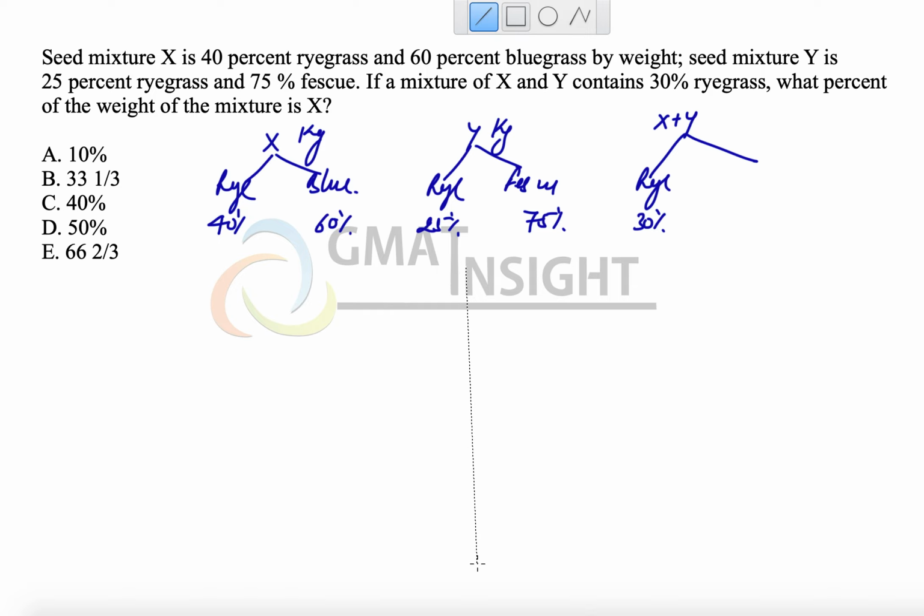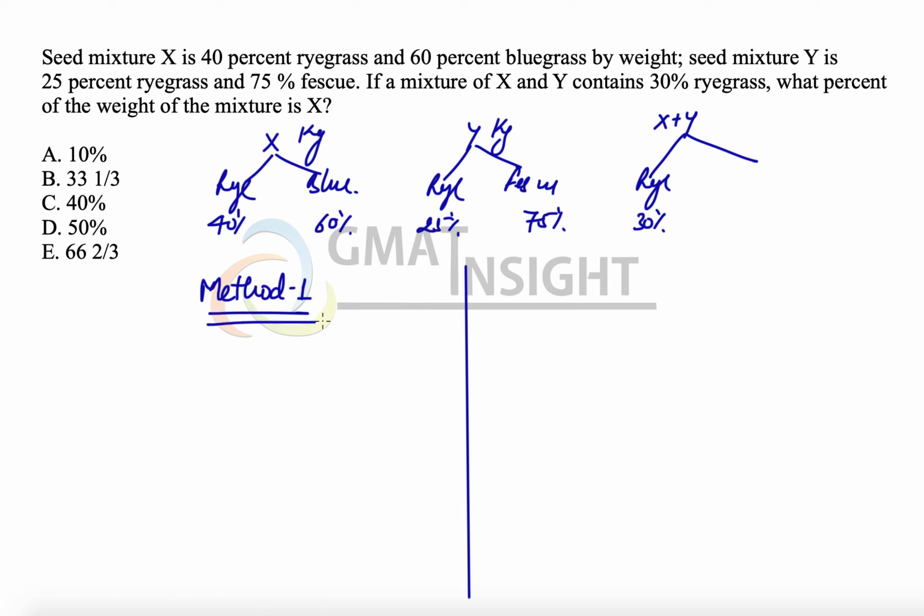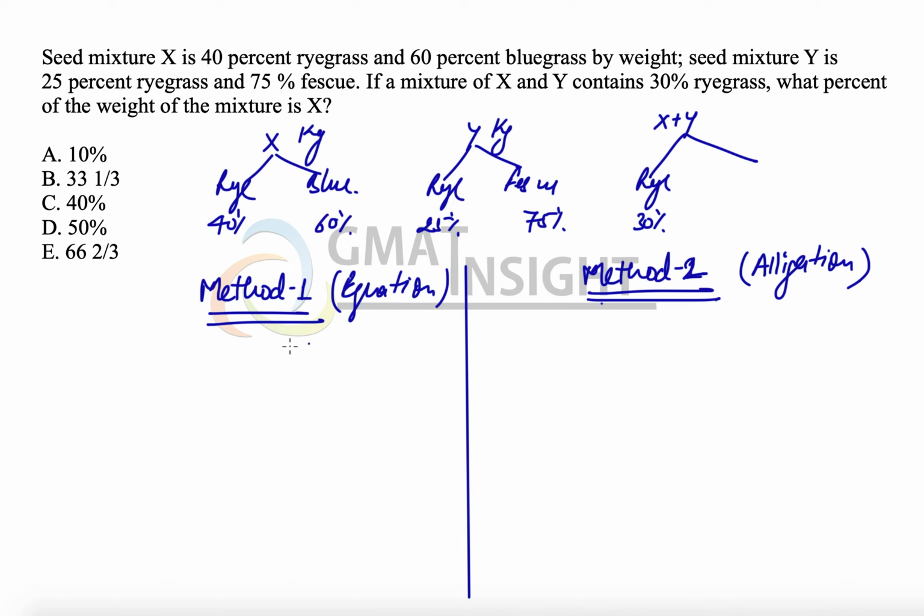So I'll quickly explain both the methods here. Let me write down method number 1 and method number 2. Now, method 2 will look very impressive because I'll be using the allegation method here, and in method 1, simple equation formation. But it's important that we understand both the methods for this question.